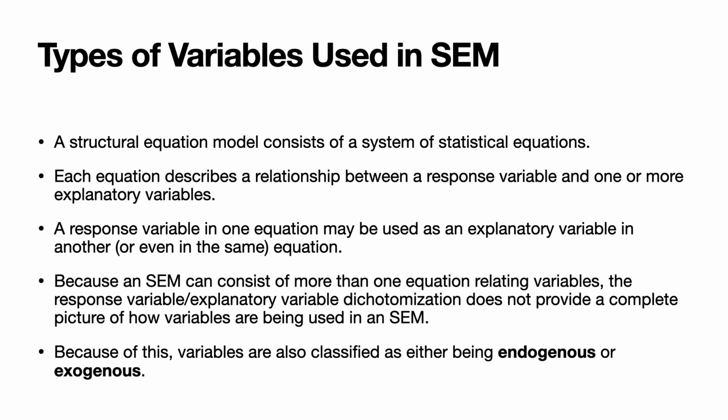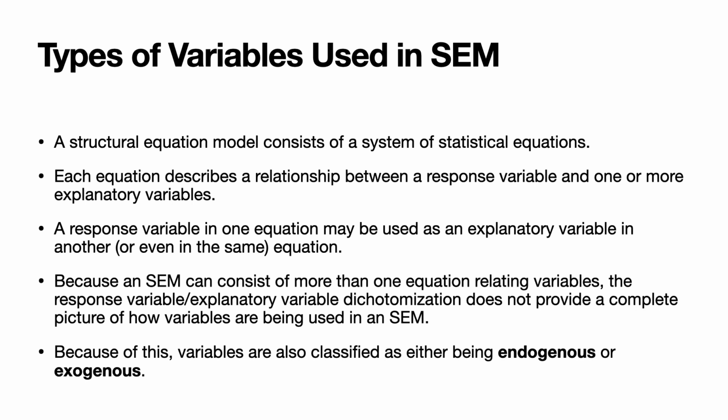Now, a structural equation model consists of a system of statistical equations, typically more than one equation. Each equation describes a statistical relationship between a response variable and one or more explanatory variables. A response variable in one equation may be used as an explanatory variable in another equation, and sometimes even in the same equation. So that's a feature that we really don't see in other kinds of statistical methodologies.